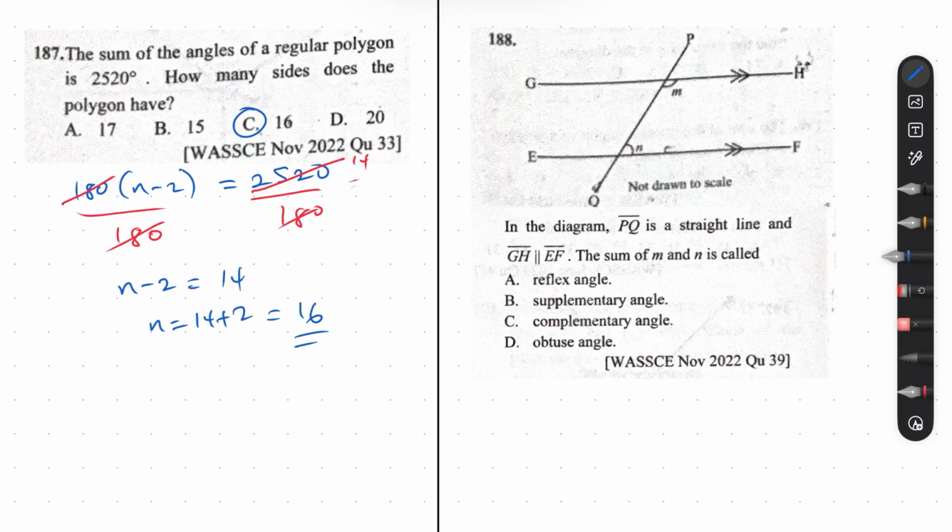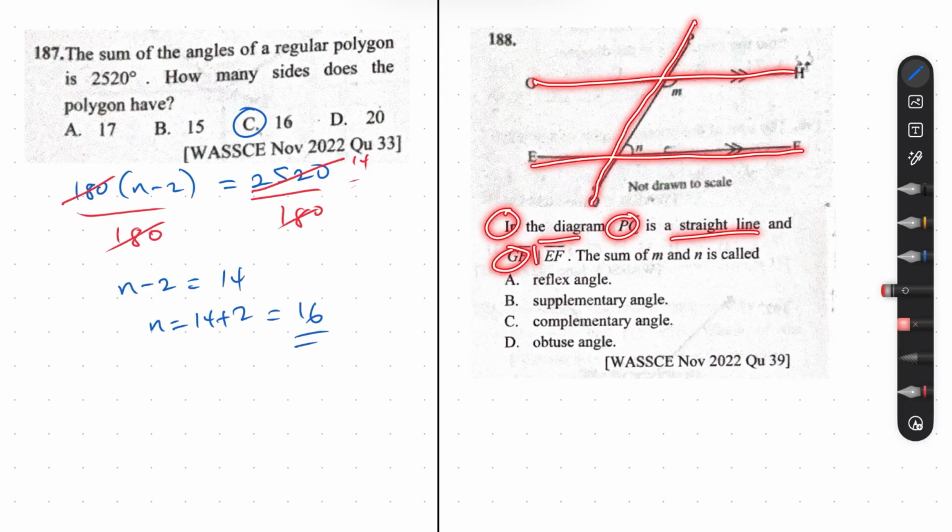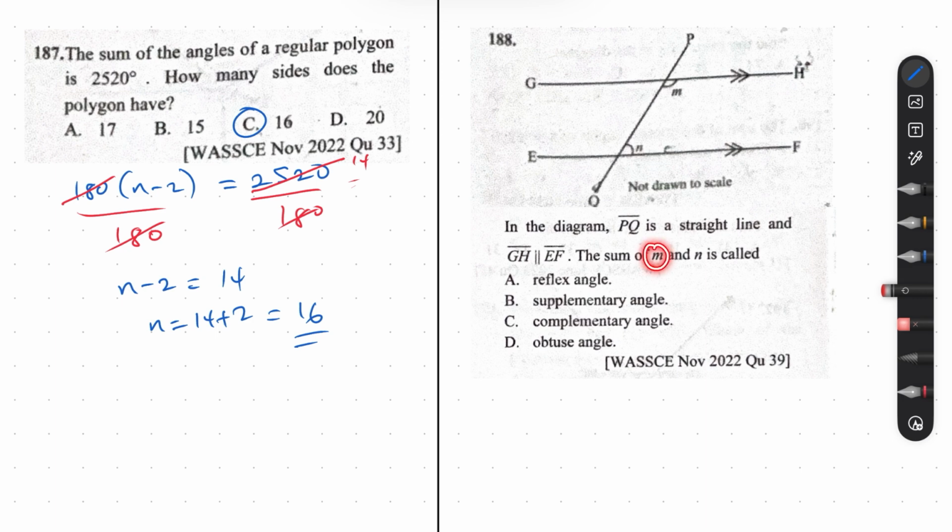188. Now the question says, in the diagram, PQ is a straight line, GH is parallel to EF. This is parallel to EF, and this is a straight line. Cool. Now the sum of M and N, this angle, the sum is called what?